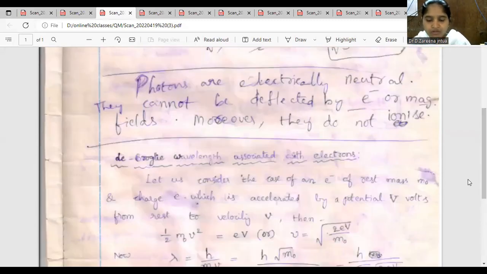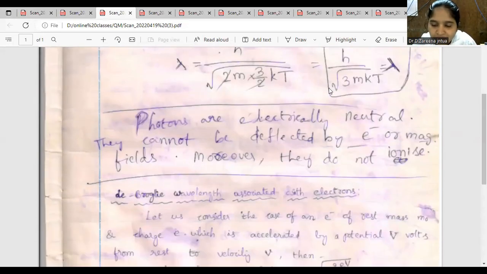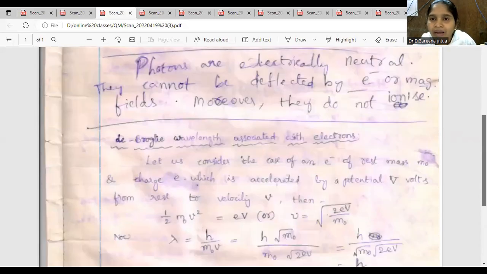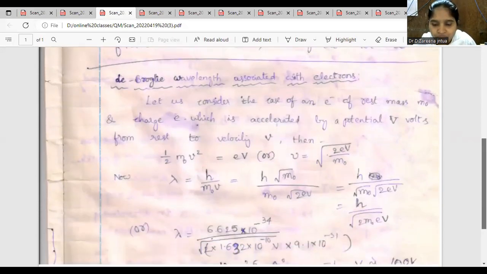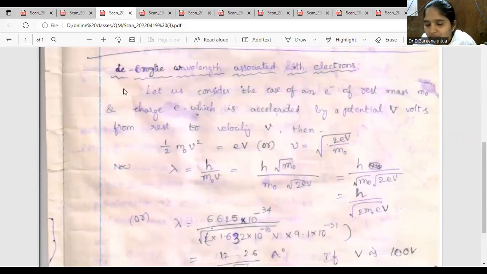Okay. Since we are talking about material particles and light photons, we'll now try to understand what a photon is. Photons are electrically neutral. They cannot be deflected by electric or magnetic fields. Moreover, they do not ionize also. They are electrically neutral particles. Okay, fine. We'll see the de Broglie wavelength associated with electrons.